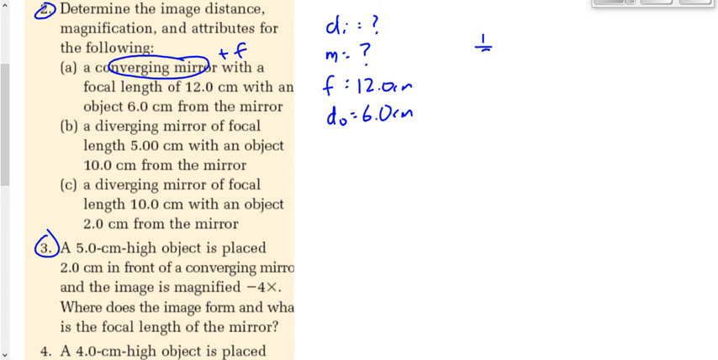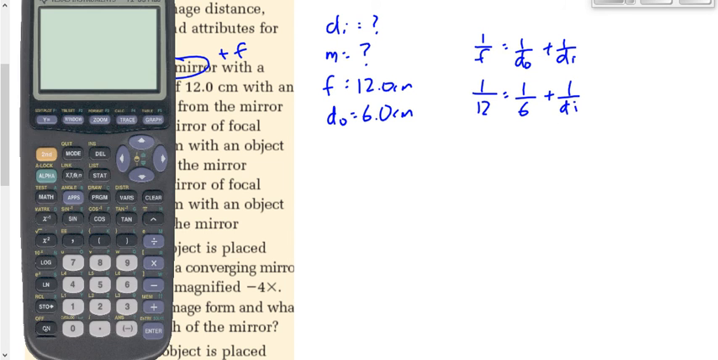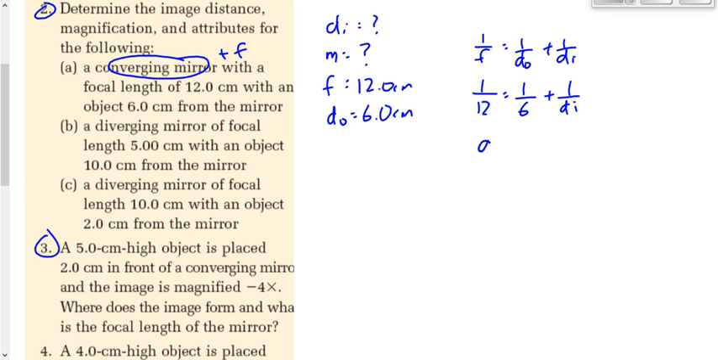Let's say 1 over F is equal to 1 over DO plus 1 over DI. 1 over 12 is equal to 1 over 6 plus 1 over DI. Let's figure this out on the calculator. Say 12x to the minus 1, subtract 6x to the minus 1. Remember, that's 1 over 12 minus 1 over 6. Press enter. And then let's flip that over. We get negative 12. So DI is equal to negative 12 there. Should be negative, 2 digits, negative 12.